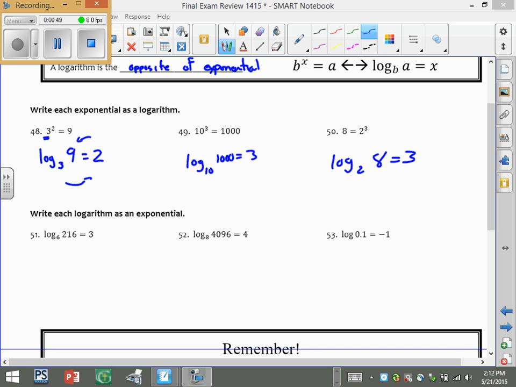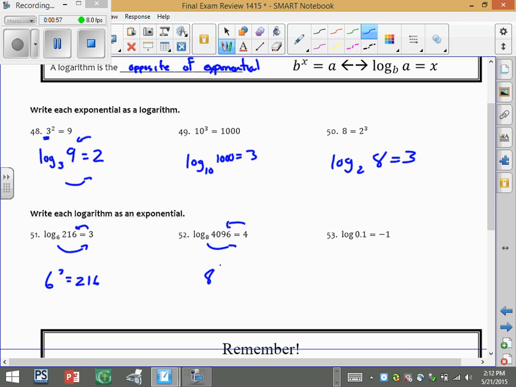And then let's make sure we can go the other way. So this one to me is a little bit easier because it's set up a little bit better for that spiral. But you end up with 8 to the fourth equals 4,096. And then when there is no base, remember that means that there's a base 10. So that would tell you that 10 to the negative first equals 0.1.